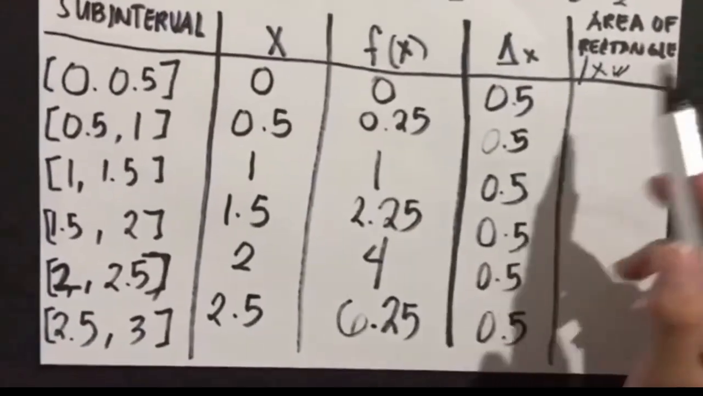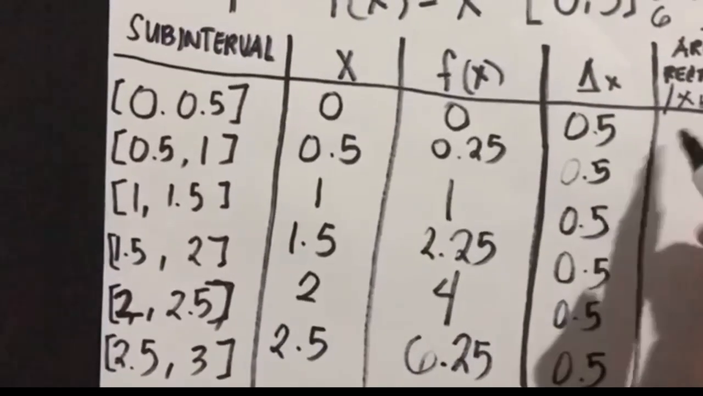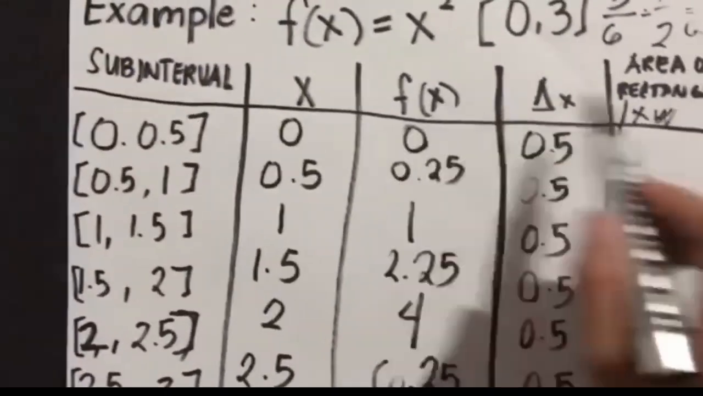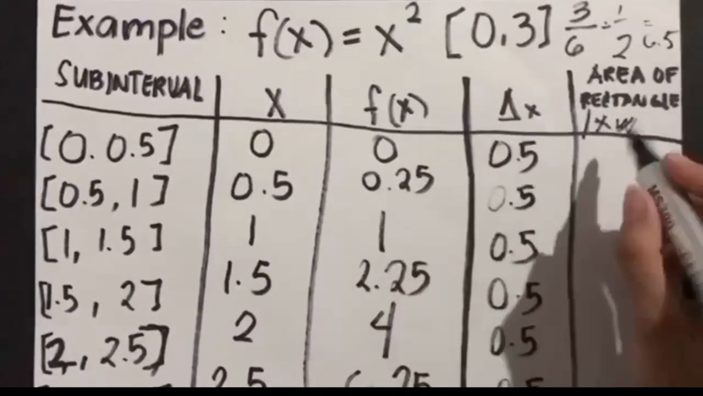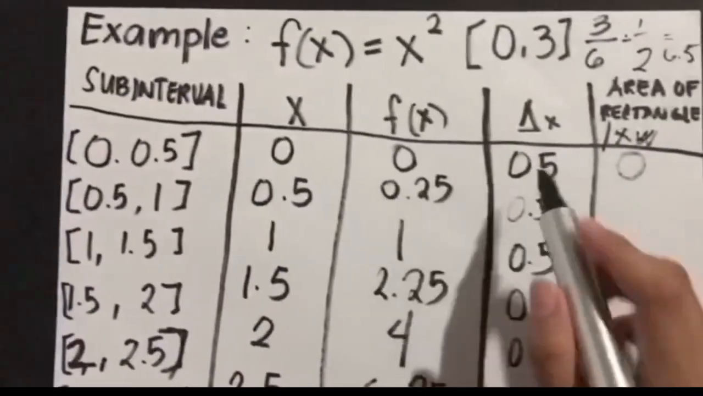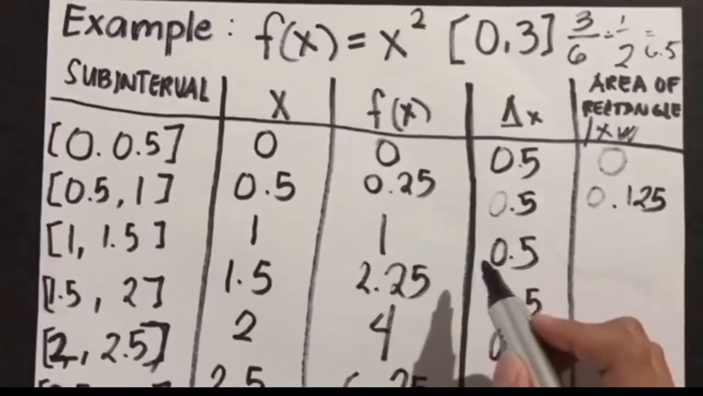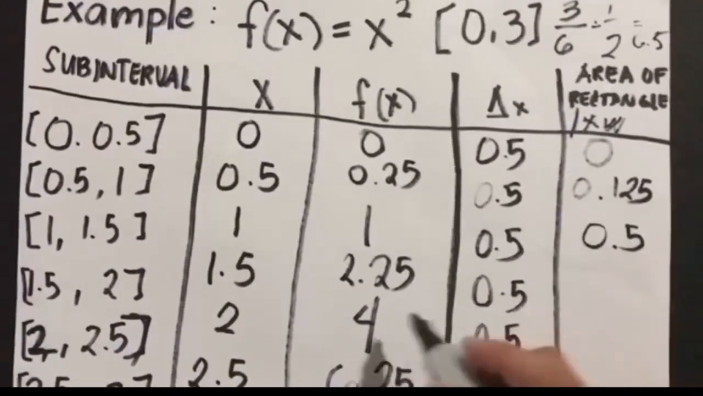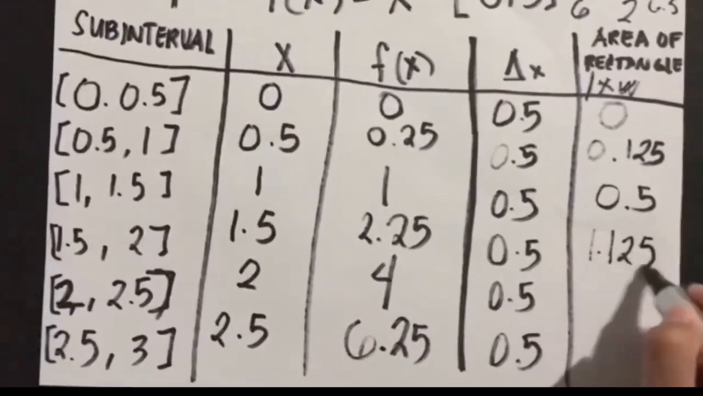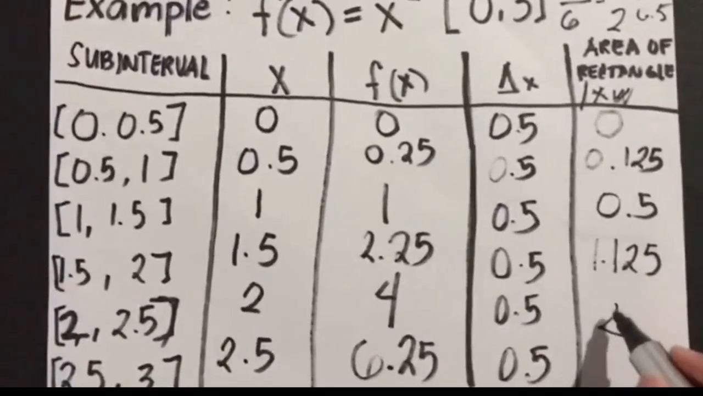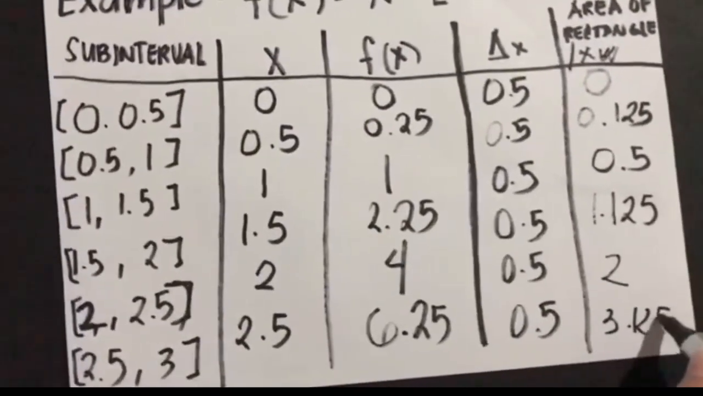Next, how will we get the area of the rectangle? The formula is length times width, where the length is the function of x and the width is delta x. So 0 times 0.5 equals 0. 0.25 times 0.5 equals 0.125. 1 times 0.5 equals 0.5. 2.25 times 0.5 equals 1.125. 4 times 0.5 equals 2. 6.25 times 0.5 equals 3.125.